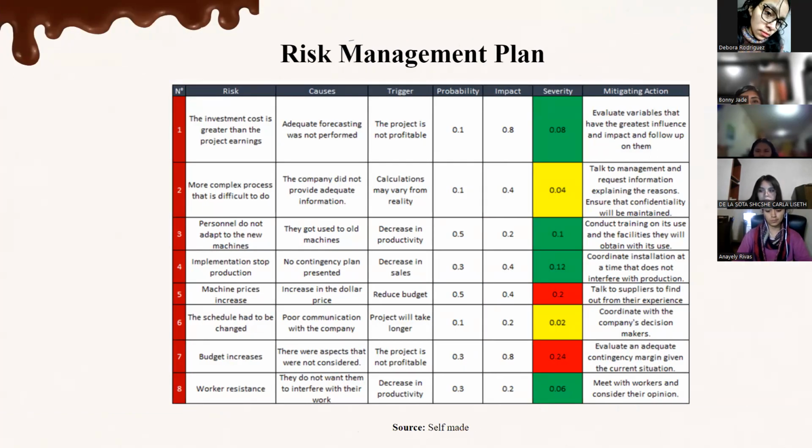Okay, then we have the risk management plan. This risk management plan is important because it provides us available information about the potential obstacles and challenges that we can confront that may arise during the project. For example, this allows the team to make informed decisions too, taking into account potential risks and their implications.